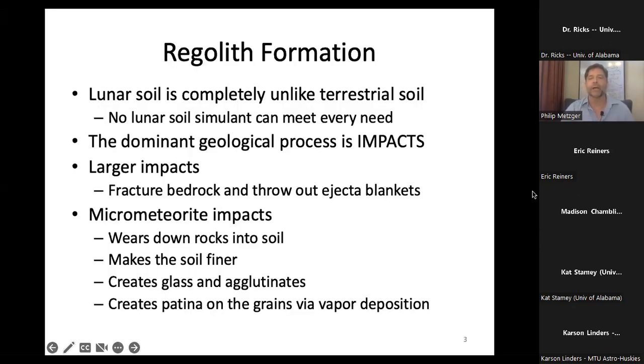So in order to simulate the lunar conditions, we have to think about the geology. Lunar soil is completely unlike terrestrial soil. And because it's so exotic, there is no lunar soil simulant that can meet every need. The dominant geological process on the moon is impacts from meteoroids and comets. And the larger impacts break up the bedrock and throw out ejecta blankets, which is coarse sand and gravel. And then over a long time, the micrometeorites continually pummel the soil to wear down the rock into finer material, including a lot of dust.